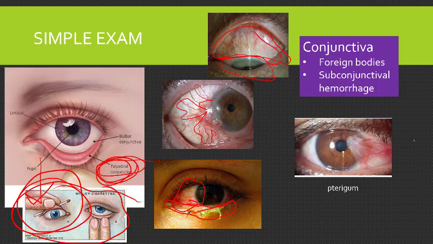Now, I wanted to include one particular finding that is not an emergency, but you may or may not see and should know about, and that is an overgrowth of the conjunctiva onto the cornea. Now, that is not supposed to happen, but we think that it has to do with how much sun exposure that the person has. You'll usually see it in older individuals. Sometimes it can be yellowed or darker than what you're seeing pictured here, but this is called a pterygium. And a pterygium is not a finding to worry over.